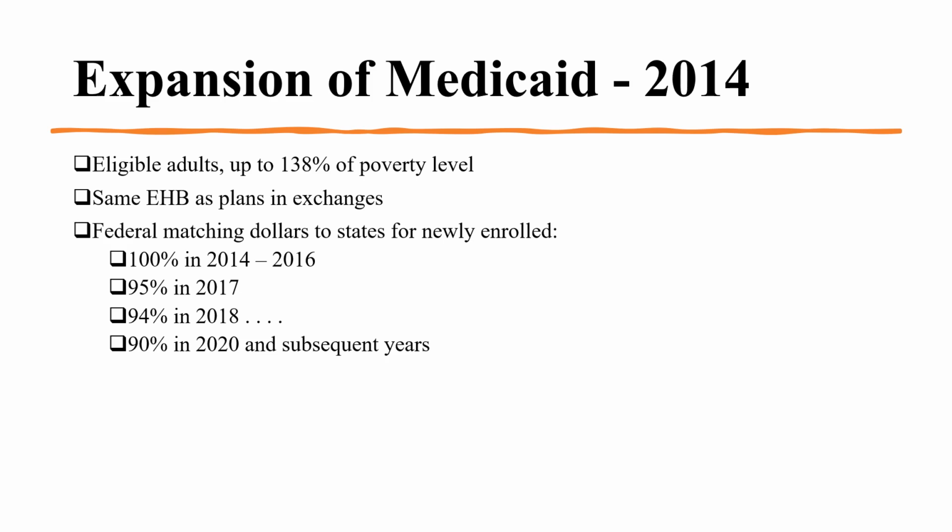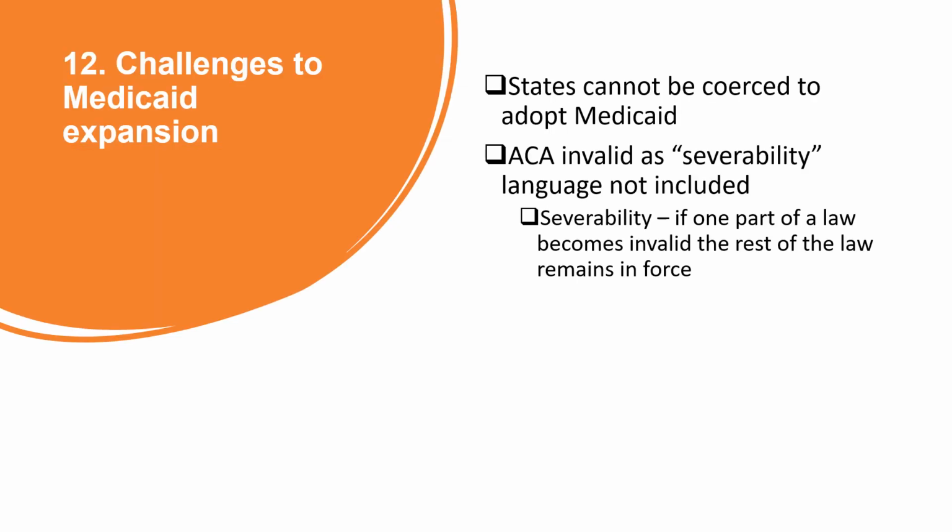So from 2014 to 2016, the matching rate was 100%. So if a new person came on board and their cost was $15,000, then the federal government would provide $15,000. And that reduced over time, I think, in order to, one, reduce the federal responsibility, but also to encourage states to engage in the program earlier rather than later. But there were numerous challenges to the Medicaid expansion.